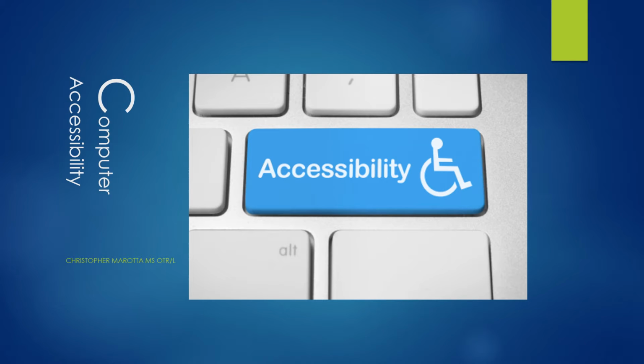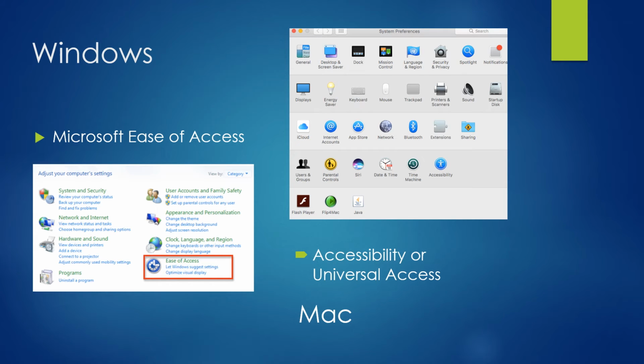This presentation is on computer accessibility. Both Windows and Apple products have accessibility features built into their operating systems. For Windows or Windows 10, the section on the computer to look for is Microsoft's Ease of Access Center. On a MacBook, it's called Accessibility, which is found under System Preferences. In the past, or depending on if you have an old iOS, it may be called Universal Access.